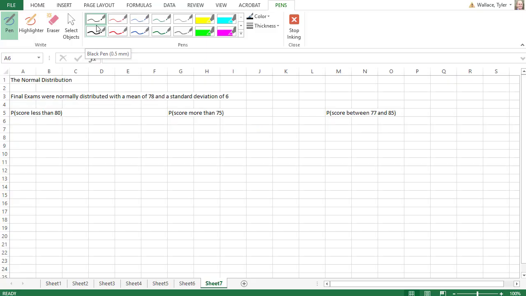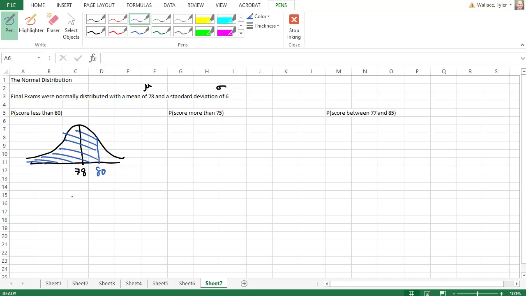We've been looking at this example that final exams were normally distributed with a mean of 78, that's our mu, and a standard deviation of 6, that's our sigma. So if we want the probability that a score is less than 80, we can draw our normal distribution with a mean at 78. 80 is to the right of that, and we want the area to the left. We want the probability of being less than 80.